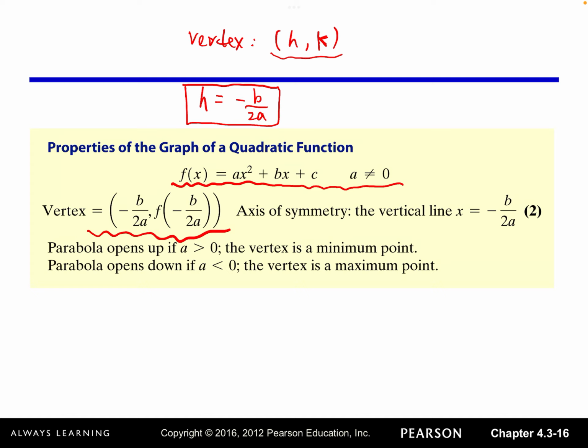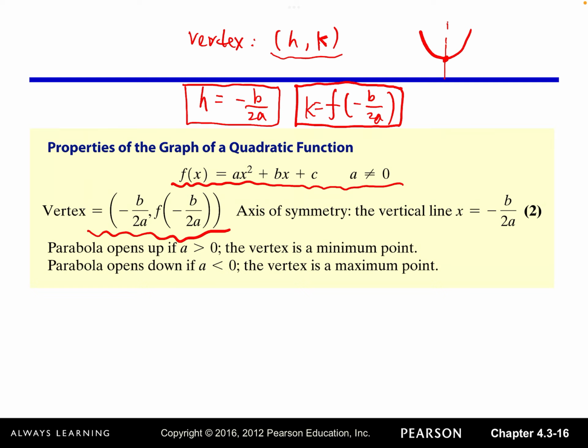and then we can calculate the x coordinate of the vertex right away by this formula, h equals negative b over 2a. And then because the vertex is a point on the quadratic function, it will satisfy this function. Therefore, we plug in x equals negative b over 2a. In other words, we evaluate f of negative b over 2a, and then we can find its corresponding y coordinate, and that is the k.